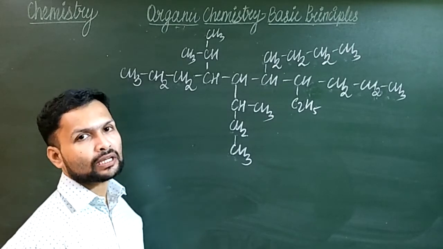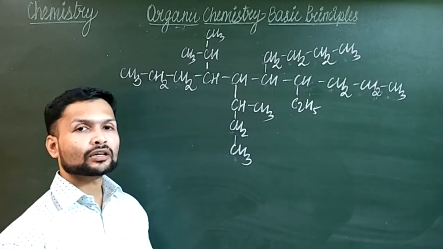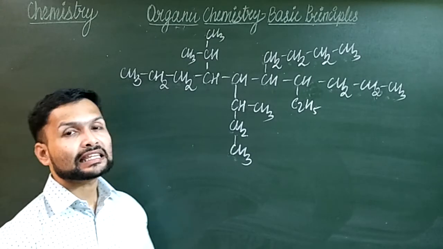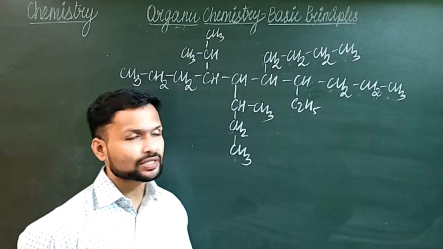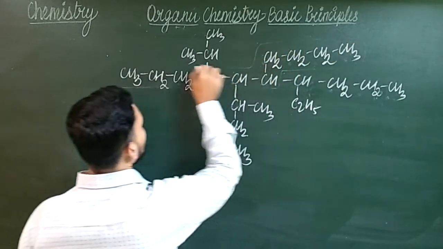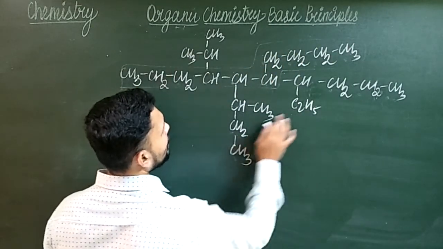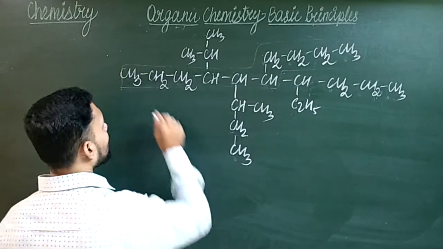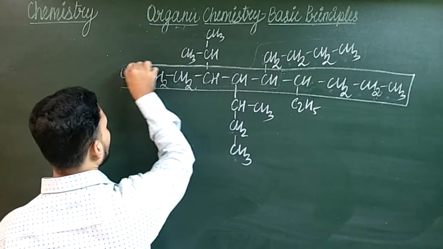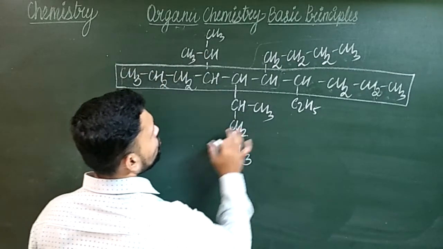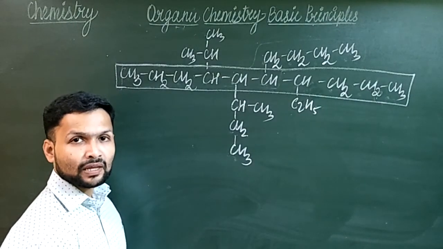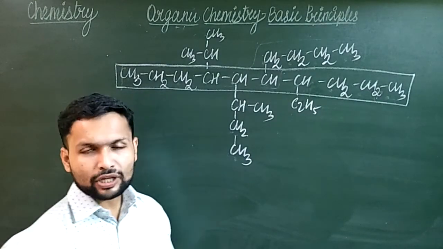So rule number 1 has a sub rule: if there are two or more chains having the same number of carbons in the longest chain, select that chain which will have maximum branches. If I take this as the longest chain, 1 2, and this is the third branch. But if I go straight like this, 1 2 3 and 4 branches, so it's better to go straight. Understood?